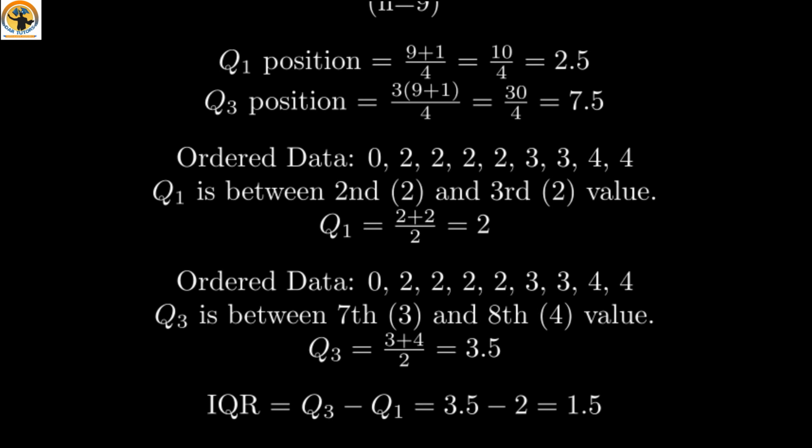This tells us that the middle half of their goal counts are spread over just 1.5 goals, indicating fairly consistent scoring. We have now successfully defined quartiles and used them to calculate the interquartile range, a powerful measure of data spread. In our final topic, we'll generalize the idea of quartiles to percentiles.